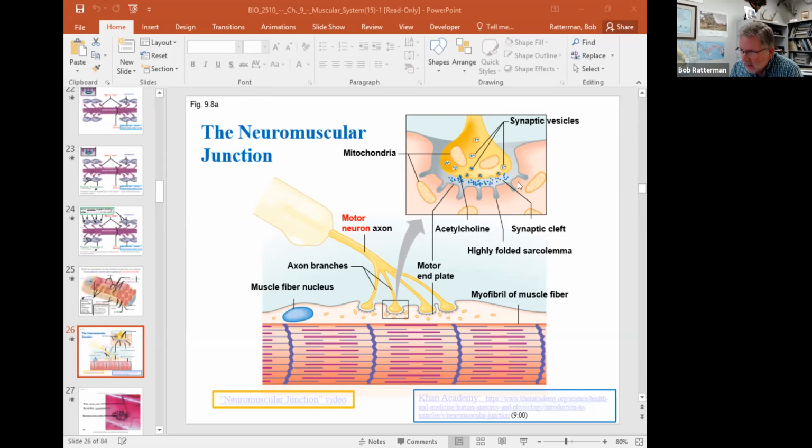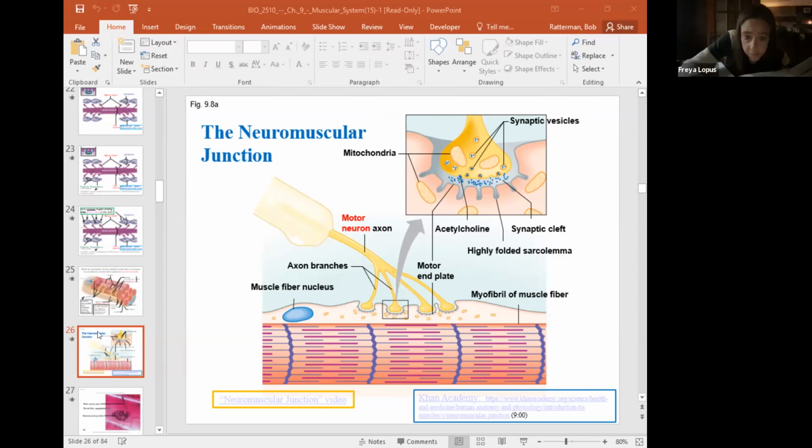Whenever you're asked, why is this folded? The answer is always increased surface area. But the question now is, why do we want increased surface area? Well, if you've not read this or studied this, you don't know the answer to that. Does anybody know the answer to that? Why is this sarcolemma so highly folded at the motor end plate near where the axon comes down? And by the way, they don't actually touch. They get real close, but they don't touch. I mean, just more area to push the impulse through. I'm just guessing.